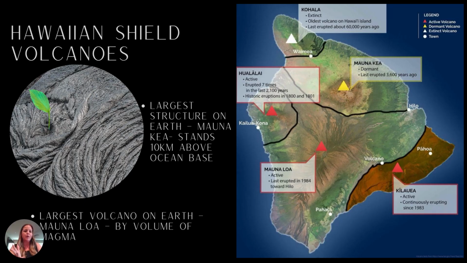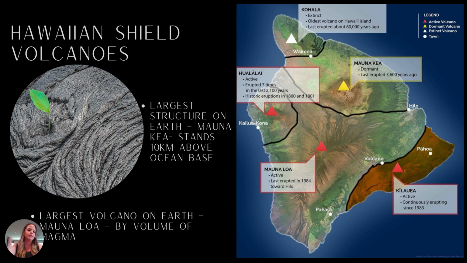So if we look at the Hawaiian Islands, these shield volcanoes are pretty intense. They do spit out a lot of lava. For example, Mauna Loa is the largest volcano on Earth just by volume alone. So the amount of material that has actually come out of that volcano is just massive. And then Mauna Kea, which is to the north there, is actually the largest structure on Earth.